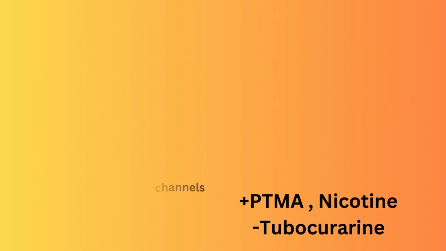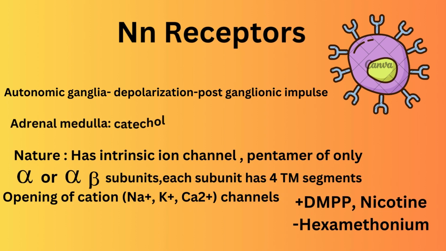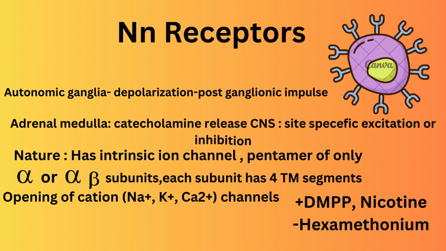The second group of nicotinic receptors is the NN receptors. It causes depolarization of autonomic ganglia, catecholamine release from adrenal medulla, and site-specific excitation and inhibition of CNS. It's also a pentamer with alpha and beta subunits, and each subunit has 4 TM segments. It causes sodium, potassium, and calcium channels to open, is agonized by nicotine and antagonized by hexamethonium. So we are done with the basics of cholinergic transmission.